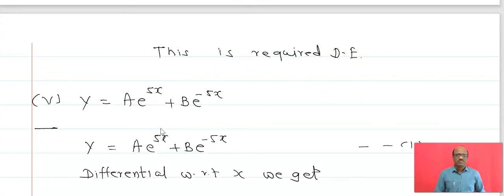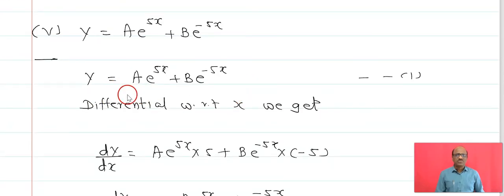Now the next problem: y equals a into e raised to 5x plus b into e raised to minus 5x. Again, this equation has two arbitrary constants. Therefore, whatever the differential equation, it must have order 2. Therefore, y equals a into e raised to 5x plus b into e raised to minus 5x. Now differentiate this with respect to x.